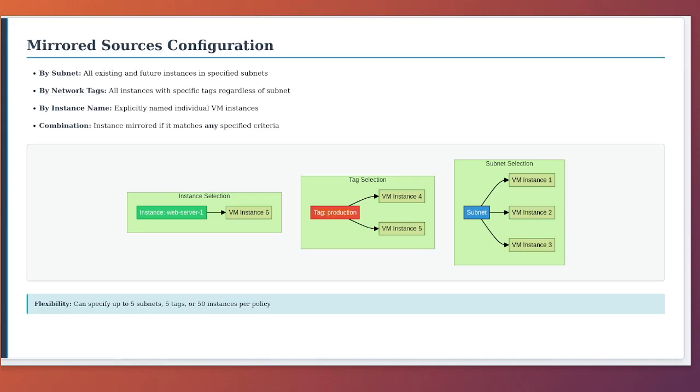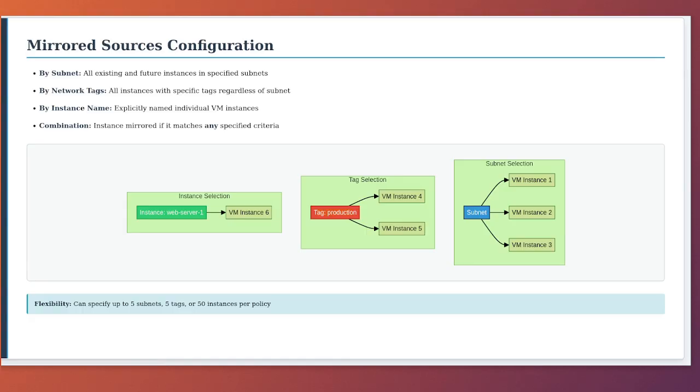The third method is direct instance selection, where you explicitly name specific virtual machine instances to be mirrored. This gives you precise control when you want to monitor specific instances without affecting others. This might be useful during troubleshooting when you want to focus on a particular problematic instance, or when you have specific compliance requirements for certain critical systems.